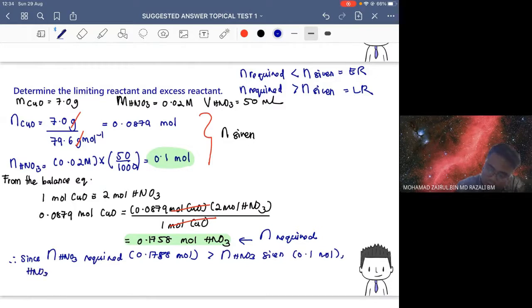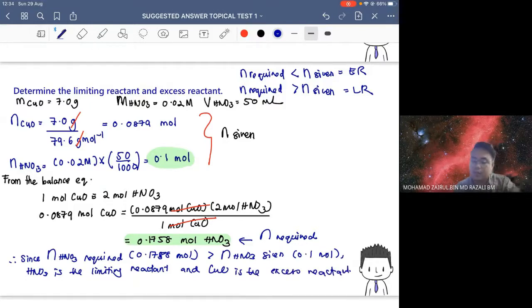HNO3 is the limiting reactant. So limiting reactant, and CuO is the excess reactant. Okay, so dah settle lah soalan ni.